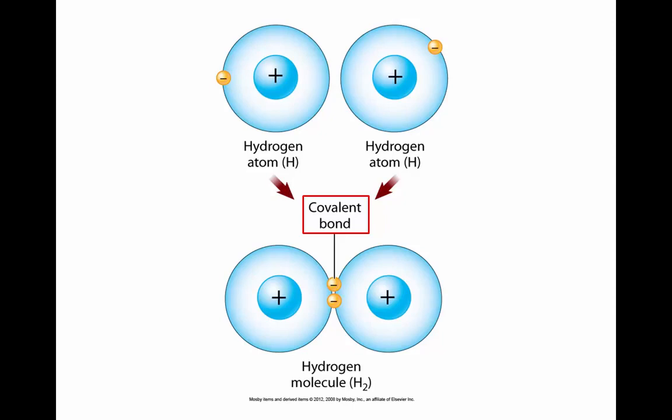Each hydrogen will share its one valence shell electron with the other, forming a covalent bond. Now stability is achieved because both hydrogen atoms now have two electrons in the valence shell. Covalent bonds form when atoms share valence shell electrons.